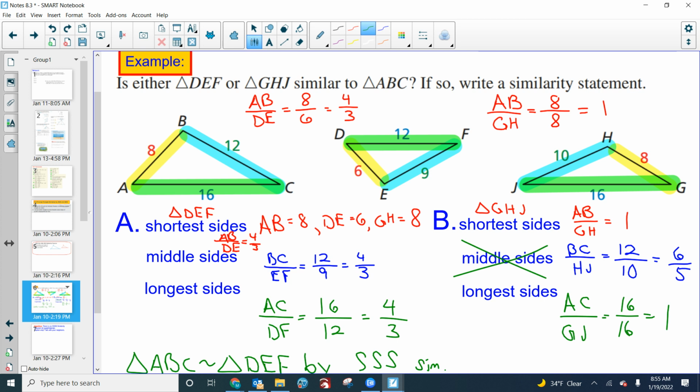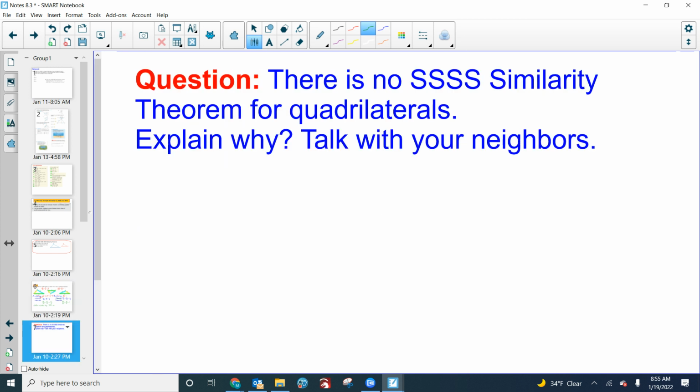Does this make sense? Okay, probably over-explained that. All right. There is no SSSS similarity theorem for quadrilaterals. You've got 30 seconds to talk to your table partners and explain why not.